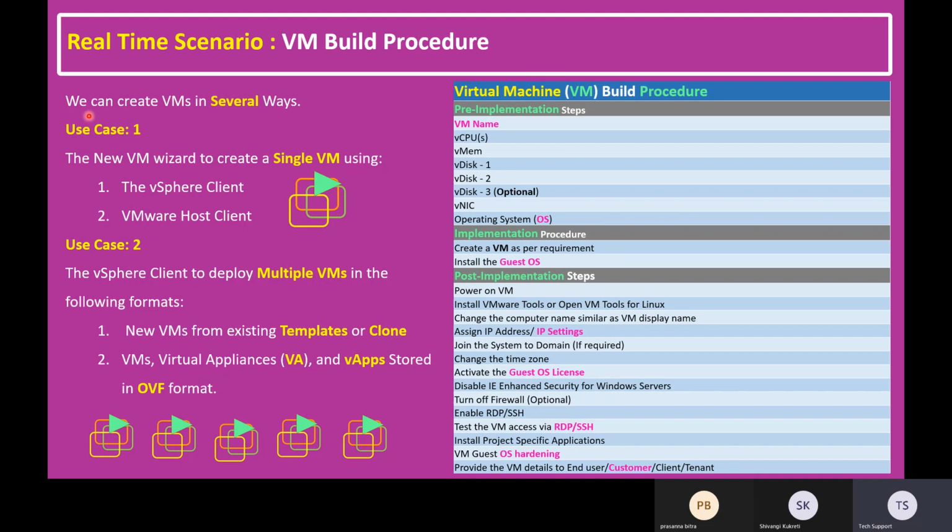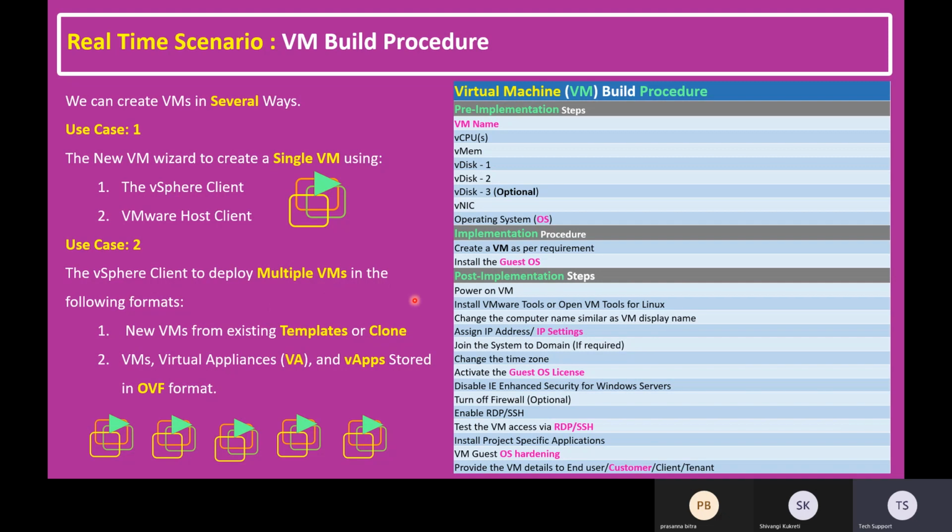The first point is we can create virtual machines in several ways. The first use case is the New Virtual Machine wizard to create a single VM. We know how to create a single VM using the vSphere client and the host client. Host client means it allows access to only a single host. vSphere client allows you to connect to your vCenter Server. And another use case is the vSphere client to deploy multiple virtual machines in the following formats.